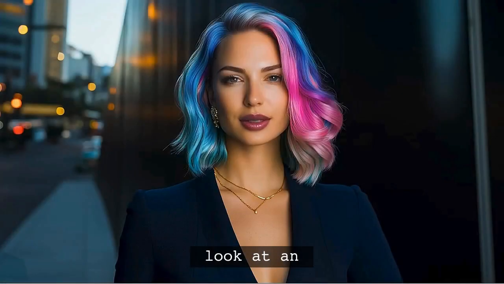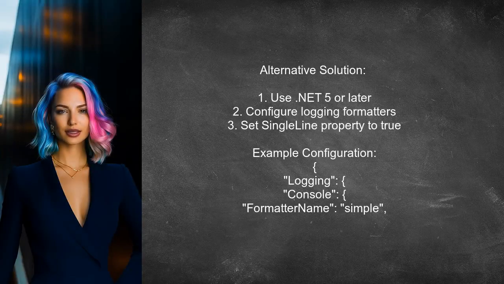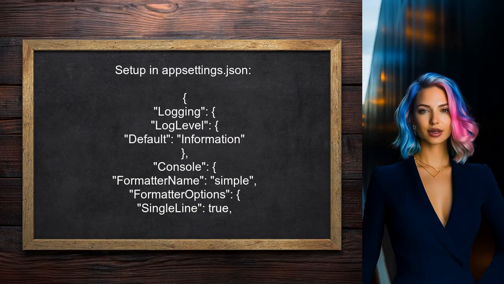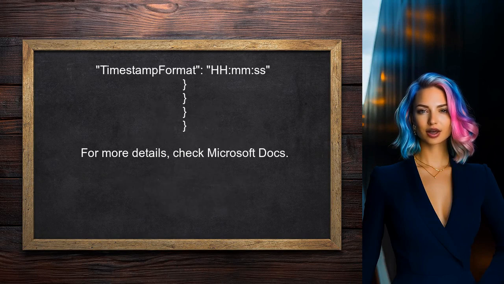Let's take a look at an answer from another user. An alternative solution from another user suggests that starting from .NET 5, you can configure logging formatters to write each log entry in a single line. This can be done by using the SingleLine property of the formatter. You can easily set this up in your appsettings.json file without writing additional code. This allows you to achieve the desired single-line log output format.